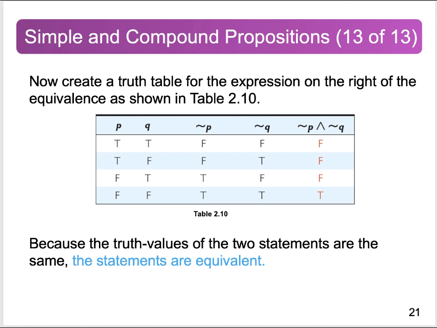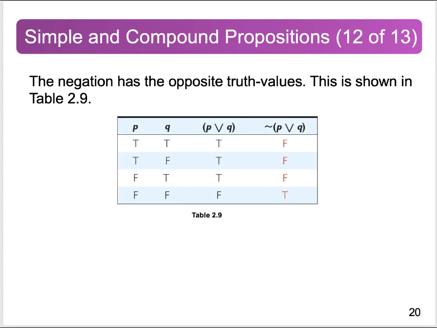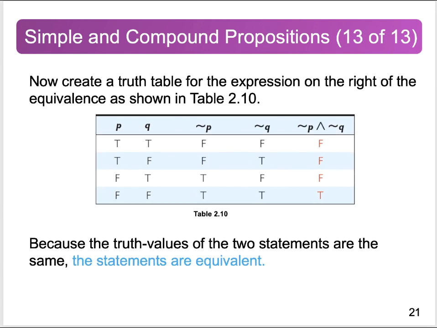Now let's make a conjunction of those two statements. When you have an and statement, they both have to be true for you to have a true statement. So false and false is false, false and true is false, true and false is false, but true and true is true. So here, look at the last column for both tables. False, false, false, true; false, false, false, true. That means those two statements are logically equivalent.